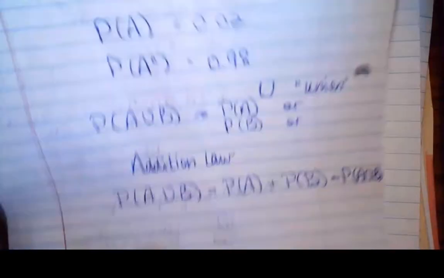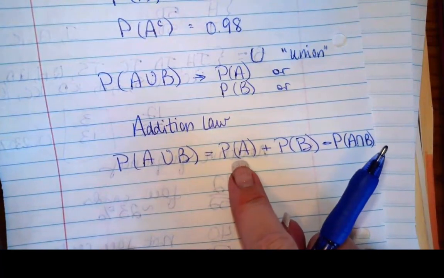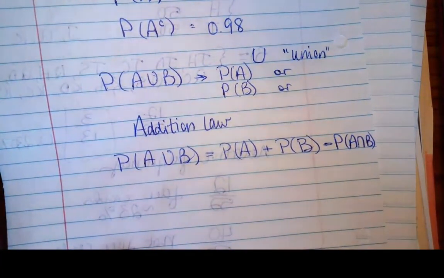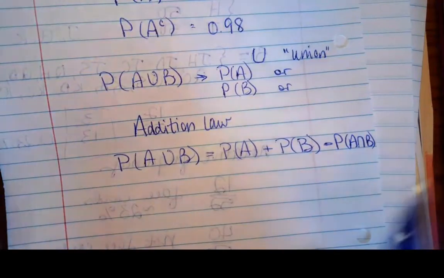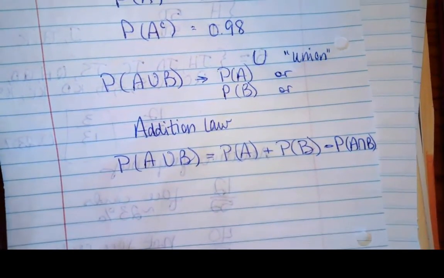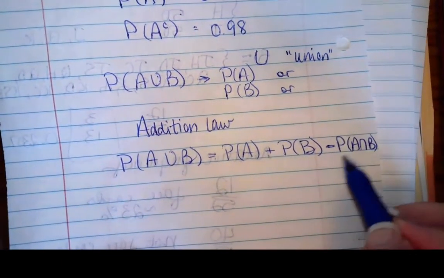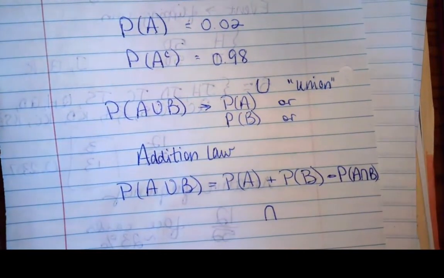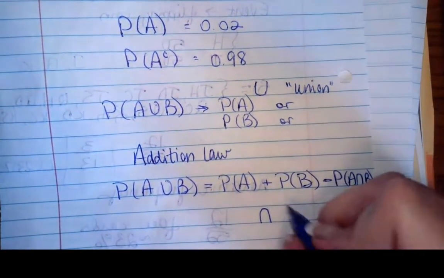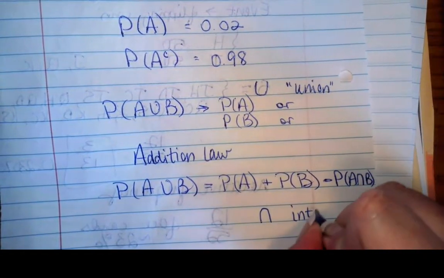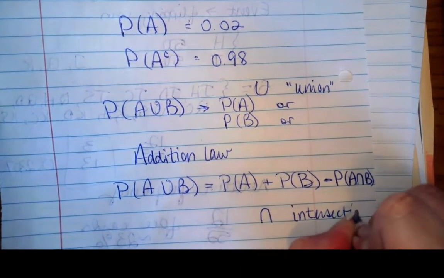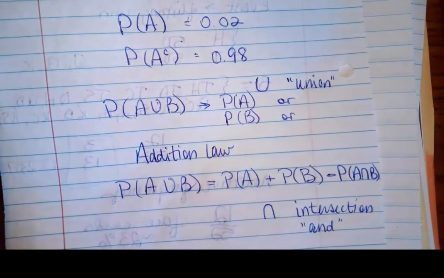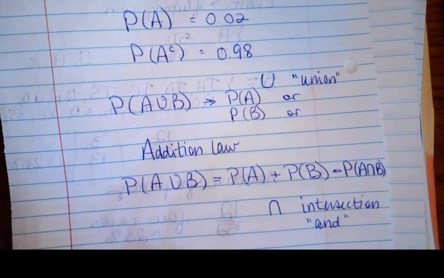But the addition law that we're going to use is the probability of A, the first bubble, plus the probability of B, the second bubble, and everything in them, and then take off what they share, so that I'm not counting it twice. This symbol looks like an upside down U, which looks suspiciously like an N. We call that intersection, and when you see the word intersection, you're going to think of and.